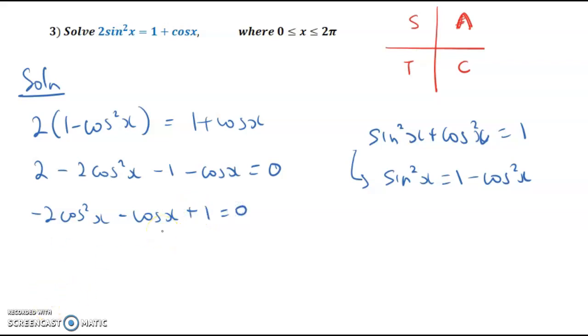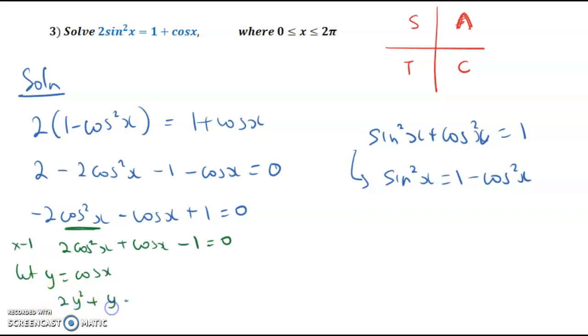So I really dislike working with negative x squareds and so on like this. So what I'll do, I'll just multiply by negative 1. So I'll end up getting 2 cos squared x plus cos x minus 1. Now then I'll say let y be equal to cos x. So then this line actually becomes 2y squared plus y minus 1 is equal to 0. Factorize, and now I get 2y here, y here. I'll end up getting minus 1 here and plus 1 here.